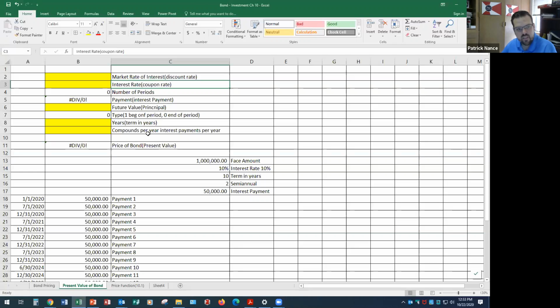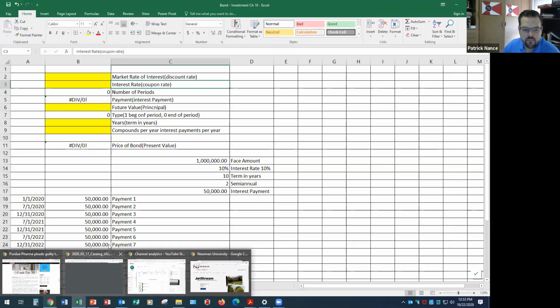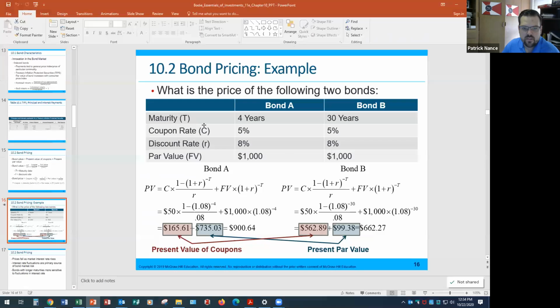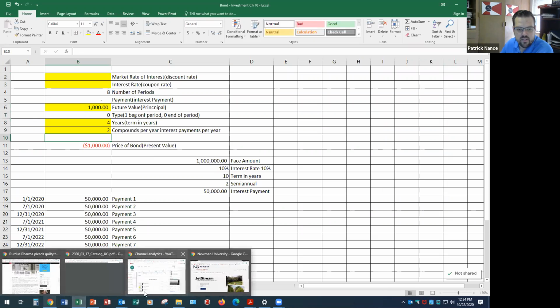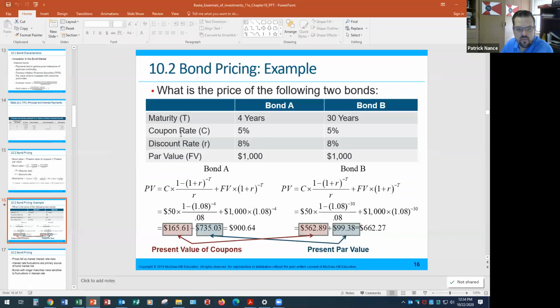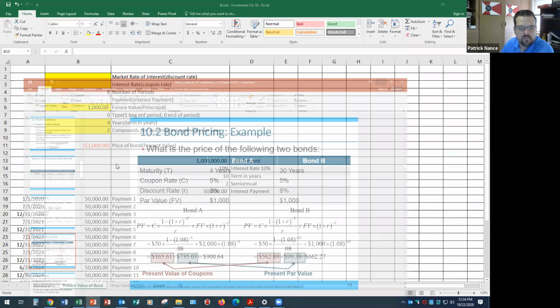So first things first, let's do this one. We've got a 4-year maturity, 5% coupon rate, 8% discount rate, a par value of $1,000. So my par value is 1,000. My term is 4 years. I assume it's going to pay semi-annually. I don't know if it says, but it doesn't really tell me, we'll assume that it pays semi-annually.